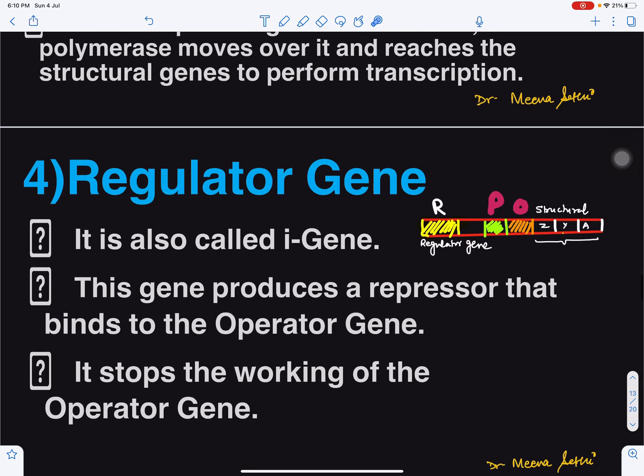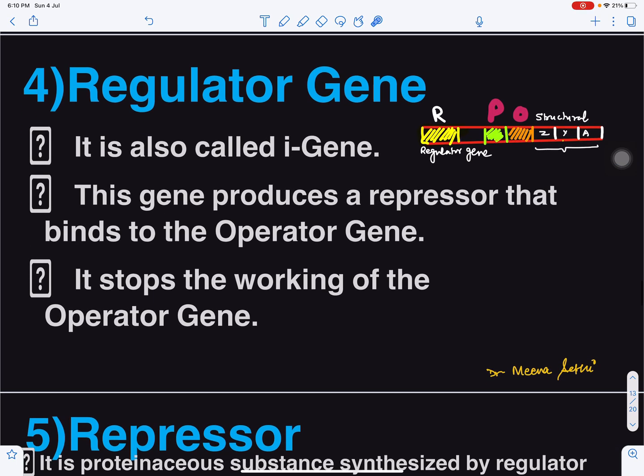Next we'll discuss what is the regulator gene. The main role of this regulator gene is to regulate all these genes, so it is called a regulator gene. This will produce a repressor. The repressor gene will undergo transcription, RNA will be produced, and this will produce the protein which acts as a repressor. And if this part is blocked, here it is RNA polymerase, if this is blocked by the repressor, which is basically an inhibitor, then the gene will not work.